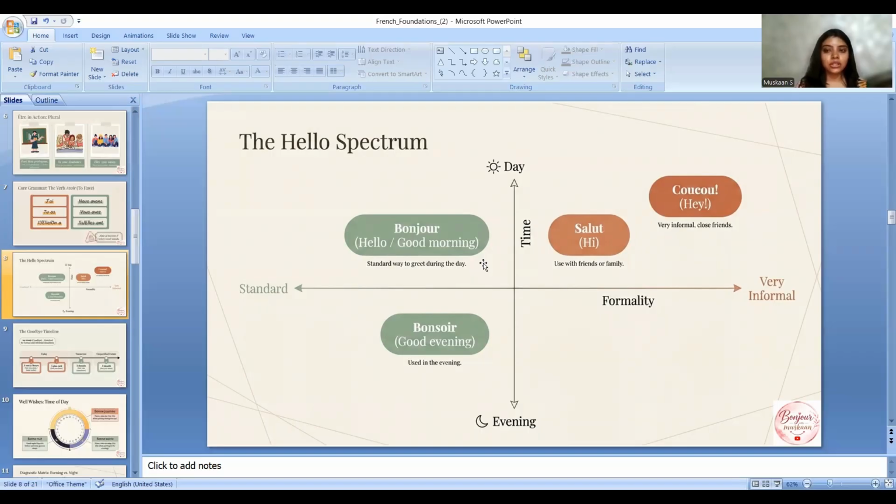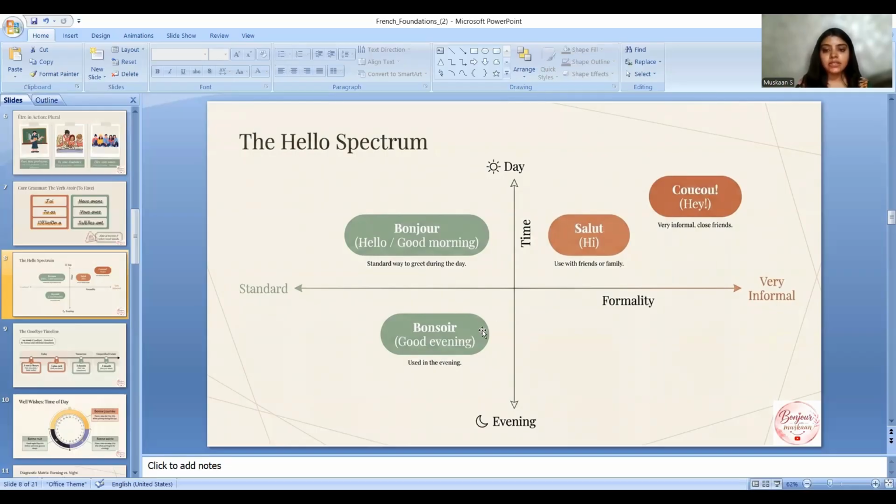It is a standard way to greet during the day, okay? And it is also a formal way of greeting someone. Now, the informal way is salut. Salut also means hi, but it's used with friends or family or close ones. And pupu is very informal and is used only with close friends.